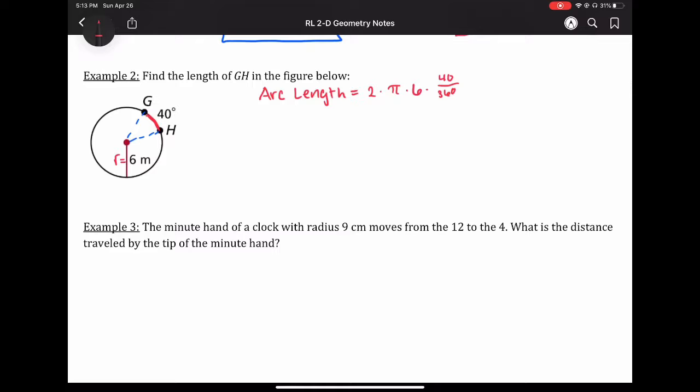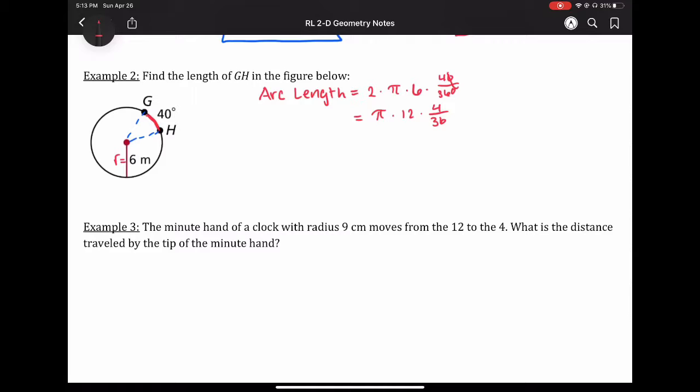Now I'm going to simplify this a little bit. I have pi times 6 times 2 is 12 times 40 over 360. Usually I just leave it there, but if you notice, 40 over 360, they both have a 0 on the end, so there's a quick shortcut: we can slash those zeros off, which leaves us with 4 over 36, making solving quite a bit easier.